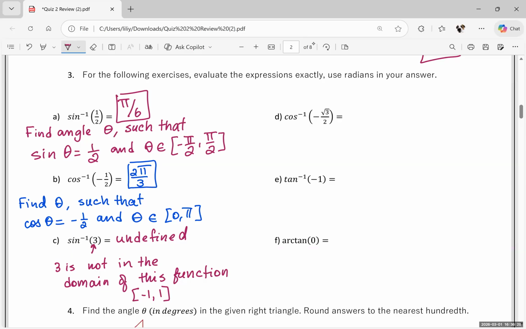All right, we'll go ahead and run through the cosine. Inverse cosine of negative square root of 3 over 2. You're looking for theta such that cosine theta is negative square root of 3 over 2, and theta is in the interval from 0 to pi. Once again, this is in the second quadrant, and this is 5π/6.